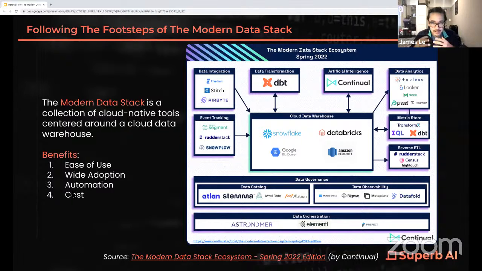And as the modern data stack continues to grow and evolve, there are different technologies and vendors that are entering the conversation. I put here in my slide a diagram created by the team at Continual, which shows tooling in this stack that encapsulates some of the main functional areas of the modern data stack. We have the cloud data warehouse, data integration, event tracking, data transformation, BI analytics, data catalog, data observability, and data orchestration. And there's a very robust ecosystem of tooling that makes up the stack.